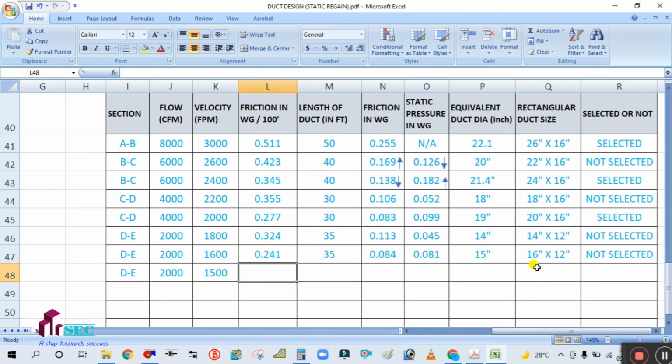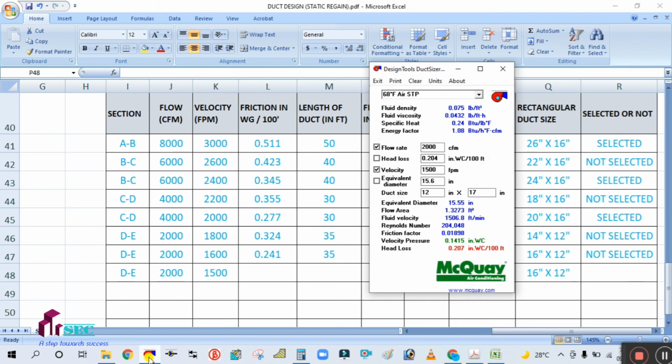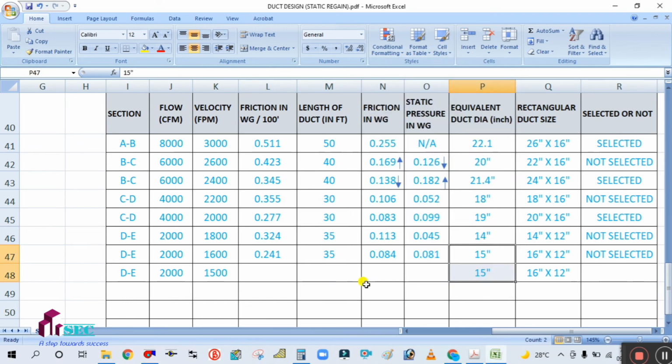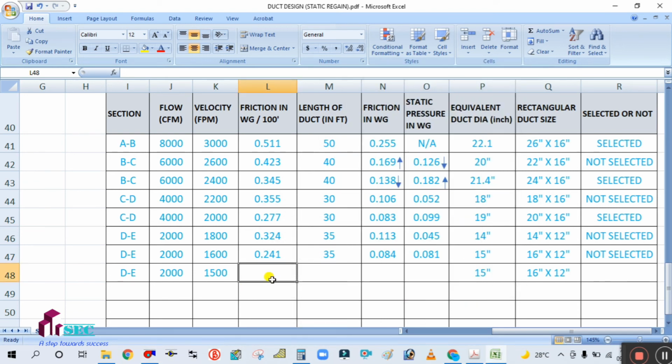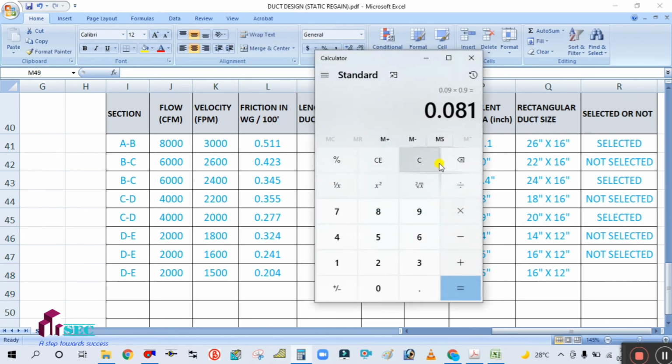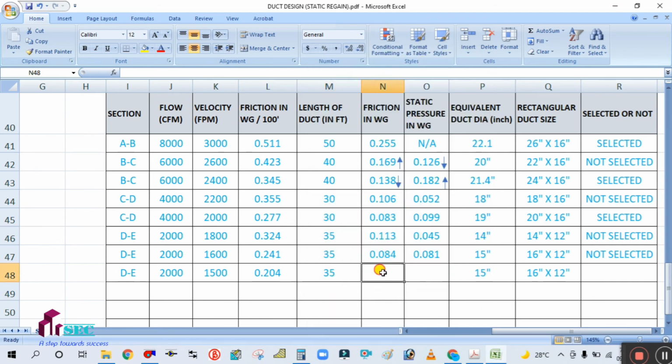And you are getting 12 by 16 again, 16 by 12, always take an even number, and the round duct dia is 15 inch again. The friction loss for 100 feet of duct length is 0.204, and the duct length is 35 feet. So for 35 feet, 0.204 into 35 divided by 100, so 0.0714. Now we have to check the static pressure.